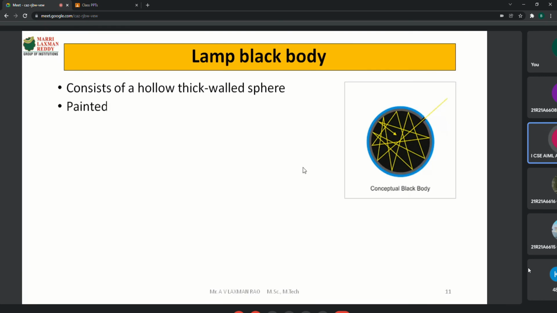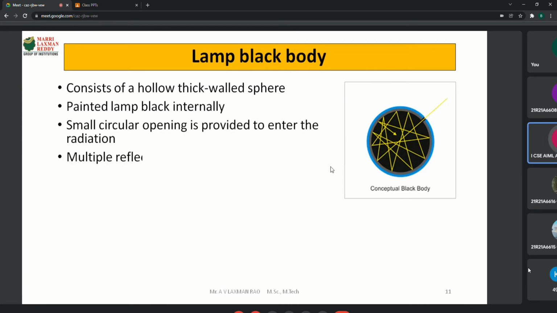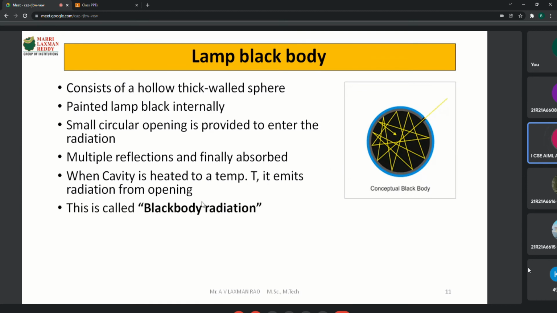It will work with 99% efficiency. How it was constructed, how we can assume that, you need to write like this. An ideal black body radiator consists of a hollow, thick-walled sphere, and internally black paint is coated, and a small hole is given here so that energy can enter into that thick-walled sphere. By repeated reflections, all the energy is absorbed by that black body radiator.